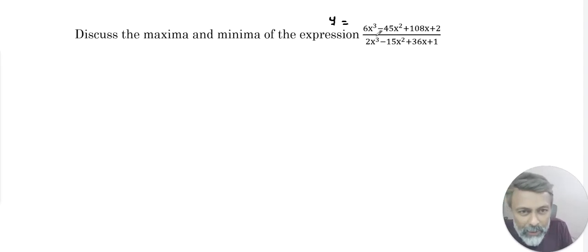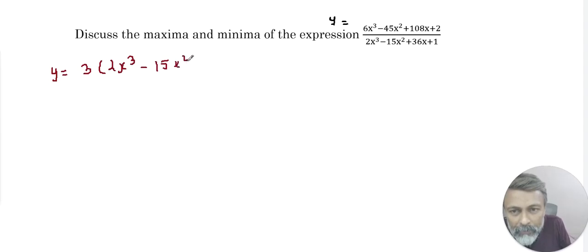See, in the numerator we have a chance to take 3 common except the last number 2. So we can write y is equal to 3 common. It will become 2x cube minus 15x square plus 36x. So these three terms look like the denominator. To make it exactly look like the denominator, let's write plus 1.